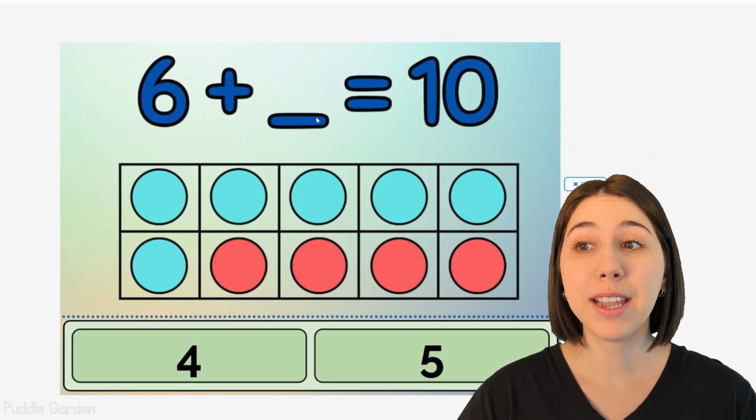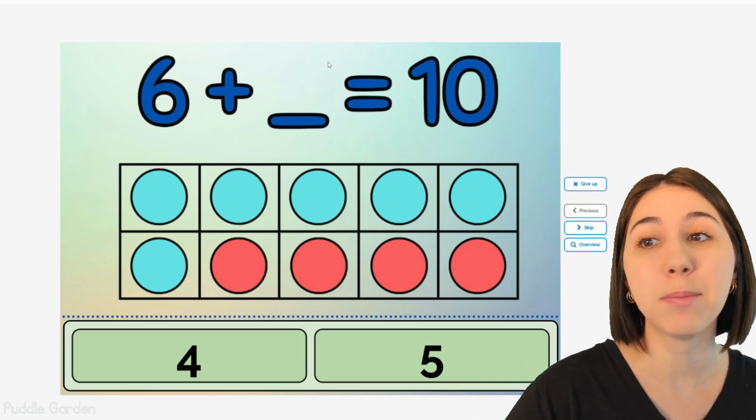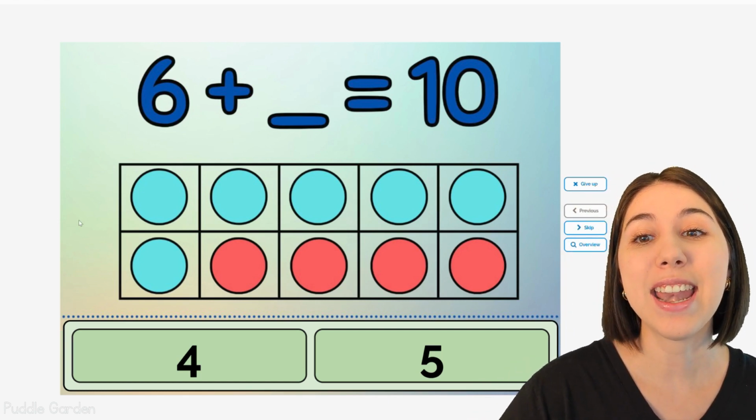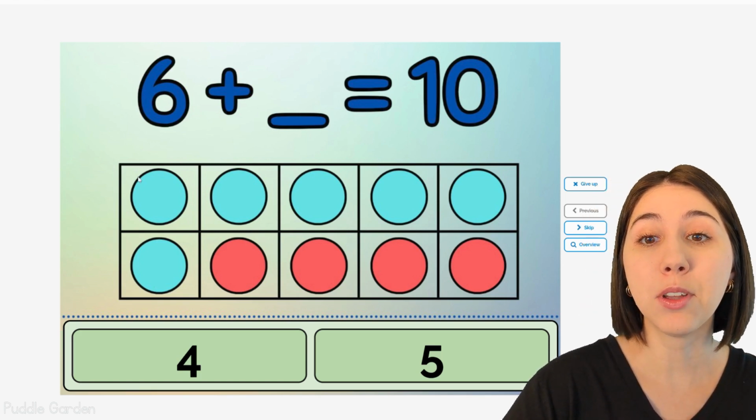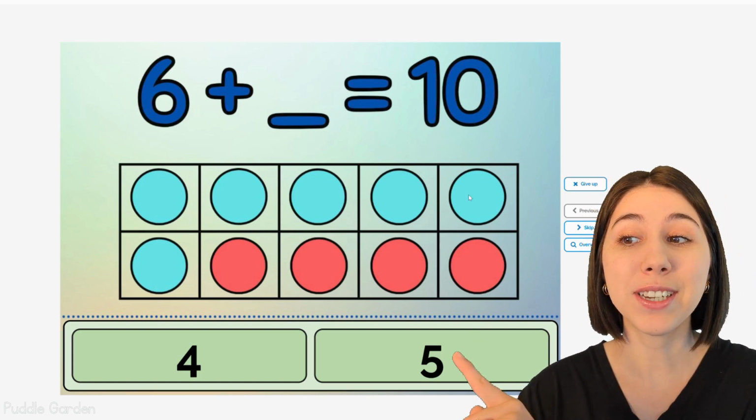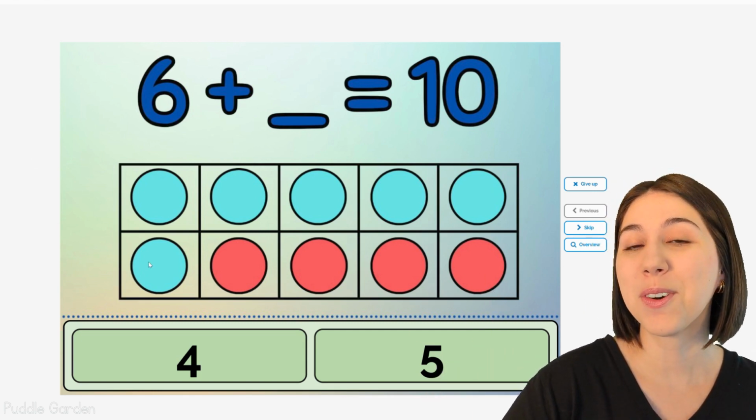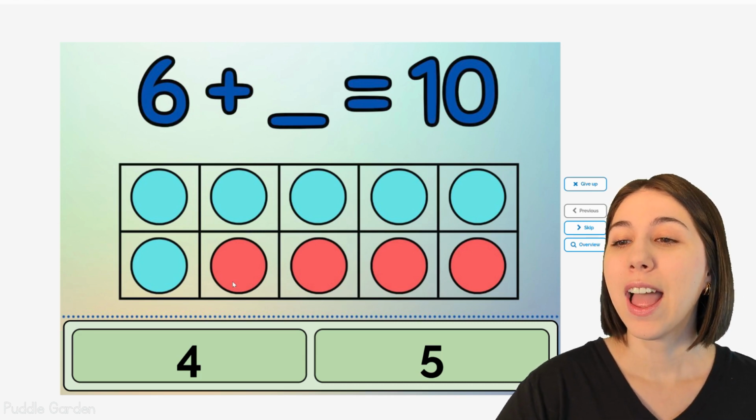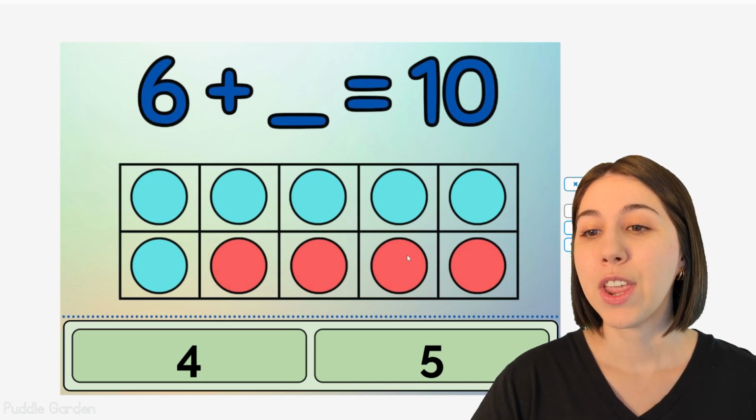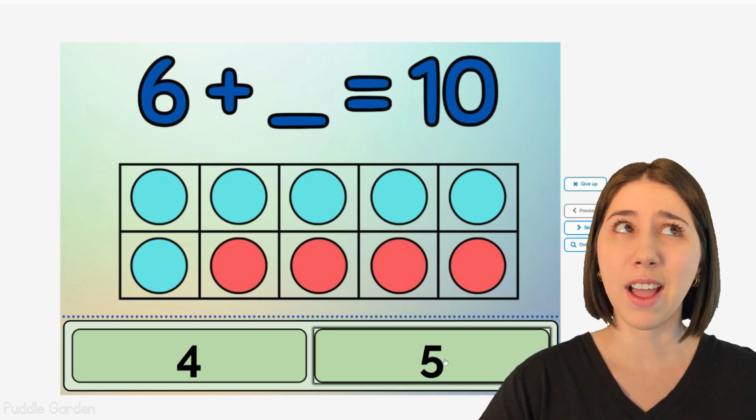6 plus blank equals 10. Now we have 6 blue. We know we have 6 blue because the top half of our tens frame is filled out. So we know that's 5 plus 1 more equals 6. So how many reds do we have? Do we have 5 reds? Is 6 plus 5 10?